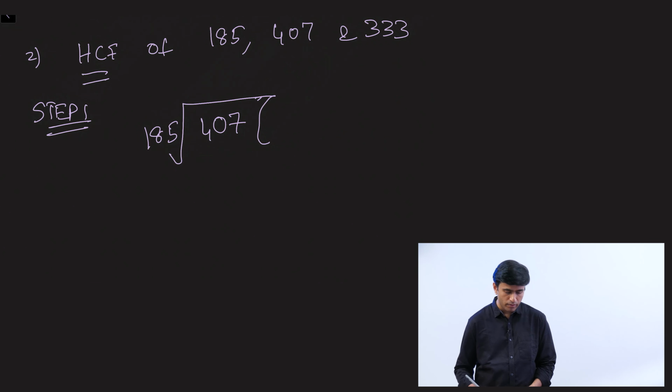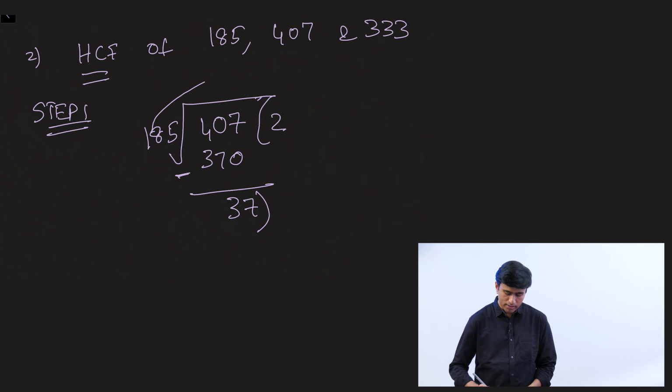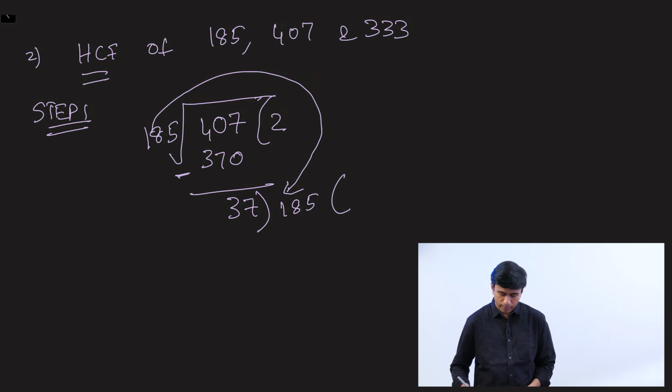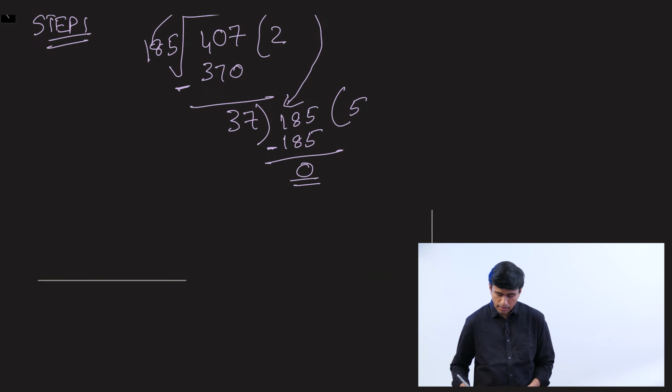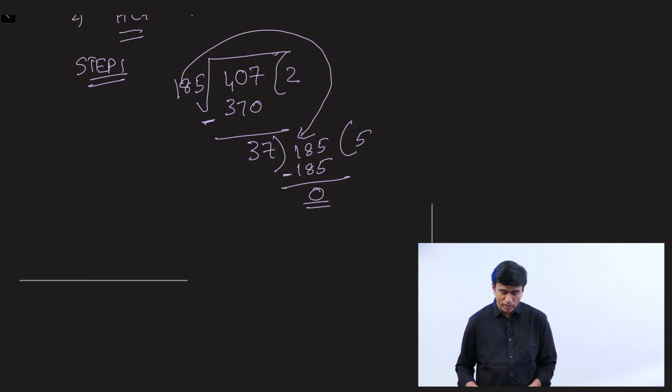So 185 goes 2 times, 370. If you remove that, this becomes 37. Now we need to bring this 185 all the way here. Remember that step. 185. 37 goes 5 times. 185 is divisible by 37. That's why the remainder is 0. Remember, we have taken only two numbers.